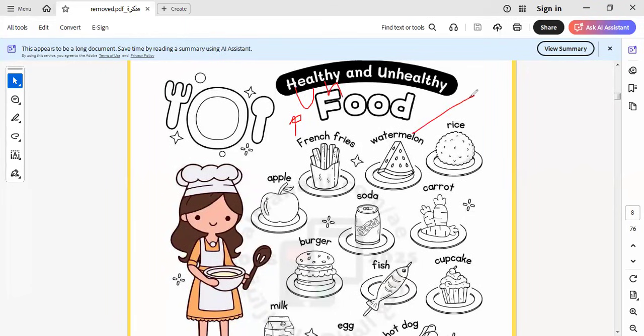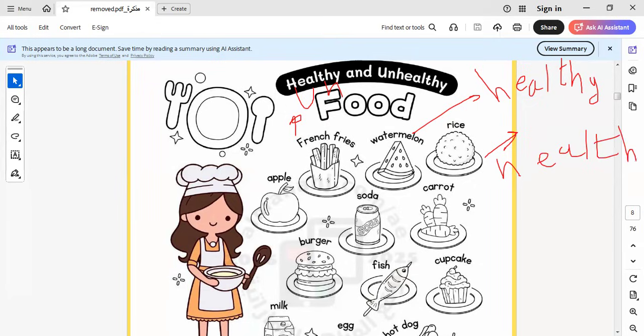Watermelon will be healthy. Why? Because it's fruit. Rice is healthy, but don't take it too much, okay? It is healthy, but don't eat it more than usual. Here is a carrot, yes, healthy.